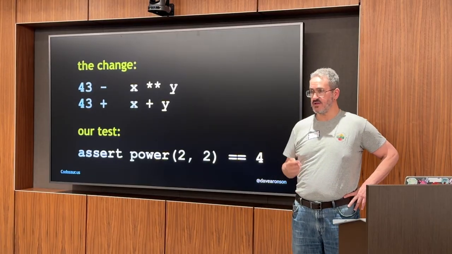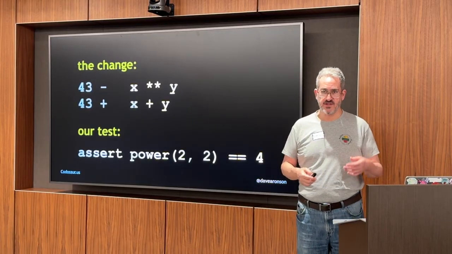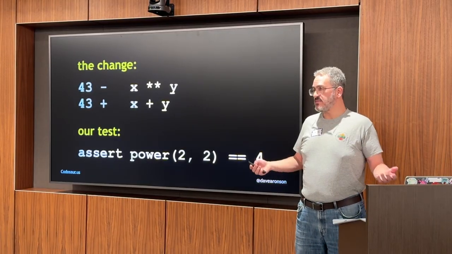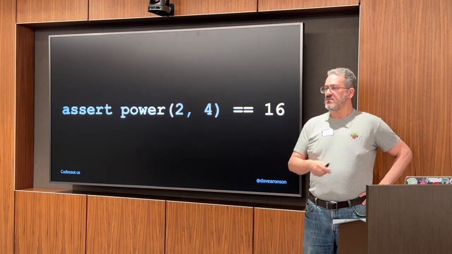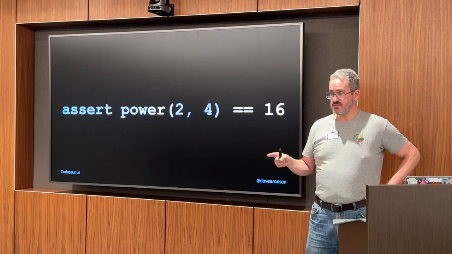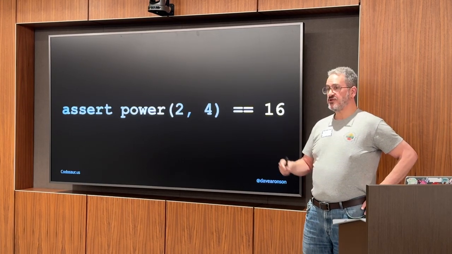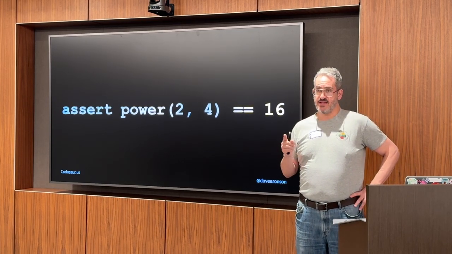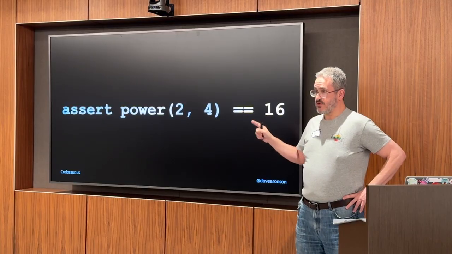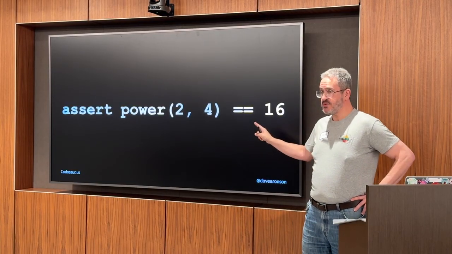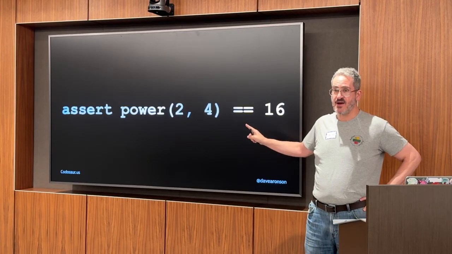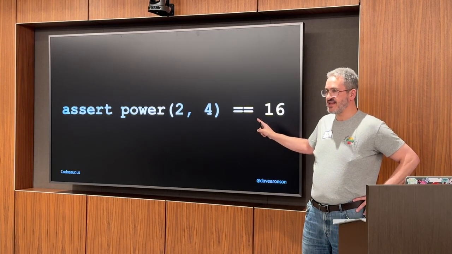For instance, we could add a test or change an existing test to something like asserting that 2 to the 4th power is 16. All the mutants that our original test killed, this would still kill. But in addition, 2 plus 4 is 6, not 16. So this kills the plus mutant. Y'all see how that works? Okay, seeing a lot of nods out there.